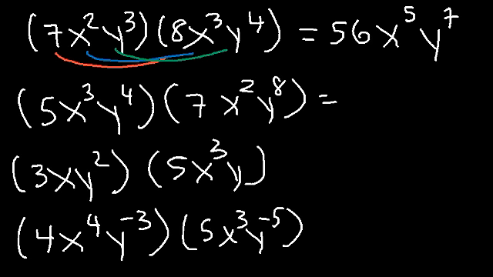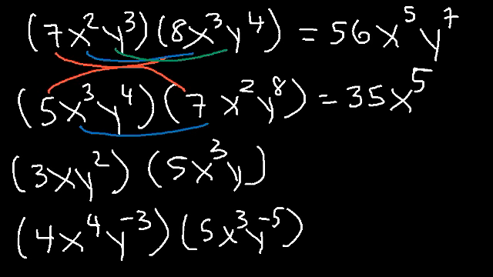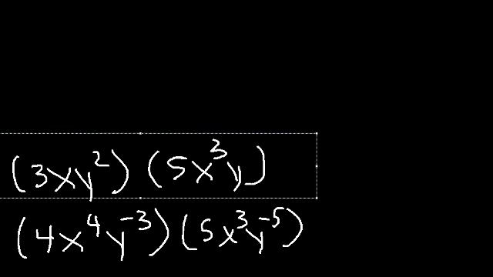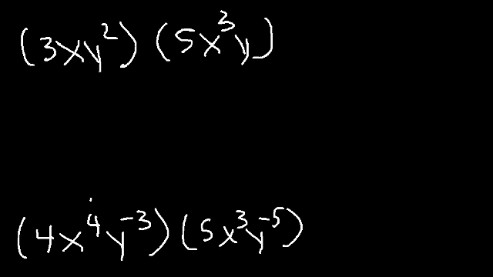So 5 times 7 is 35. x cubed times x squared is x to the 5th power. And for y to the 4th times y to the 8th, 4 plus 8 is 12, so it's y to the 12th power. Now let's go ahead and make some space. So let's get rid of that stuff. And let's move this over here.